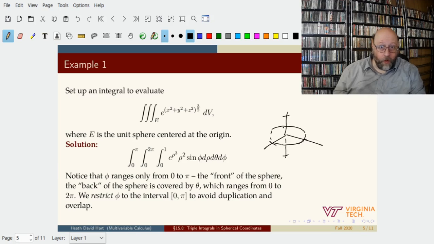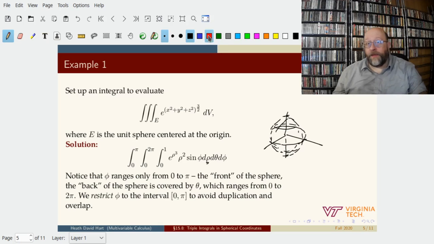So 1 unit in the xy direction, 1 unit in the yz direction, 1 unit in the xz direction. Okay? So we pick an order of integration. I put the rho on the inside like I said I was going to.